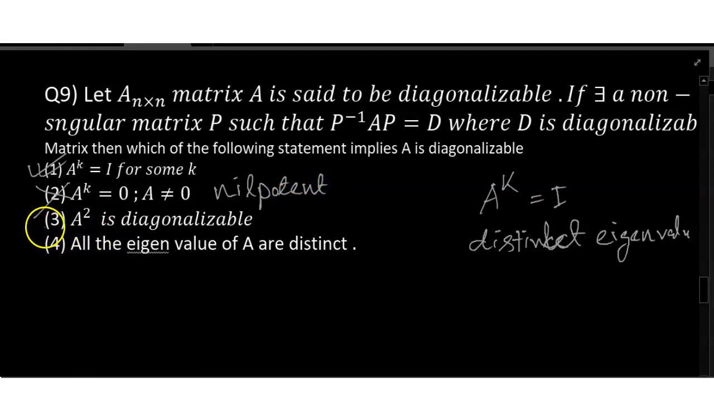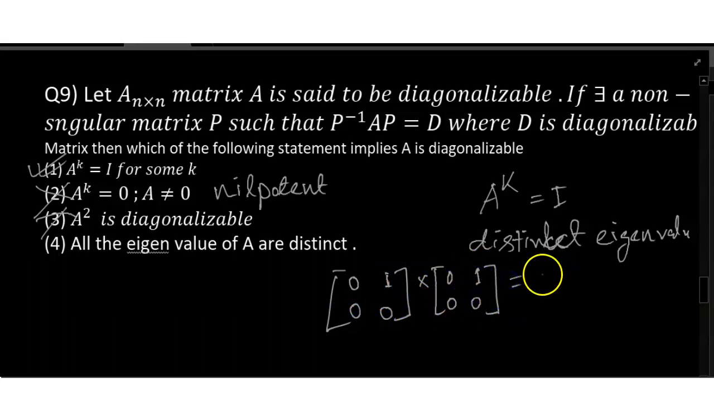When it does not equal 0, it is not diagonalizable. And A square is diagonalizable. It may or may not be possible, because A square is diagonalizable, we can't say. Suppose 0, 1, 0, 0. This is multiplied. I will multiply 0, 1, 0, 0. So whatever I get, first 0 into 0, 0, 1 into 0. Sorry, it is this way multiplication. 0 into 0, 0 into 0, so we get 0. 0 into 0, 0 into 0, you get 0. And 1 into 0 and 0, 0. So 0 is the diagonalizable.